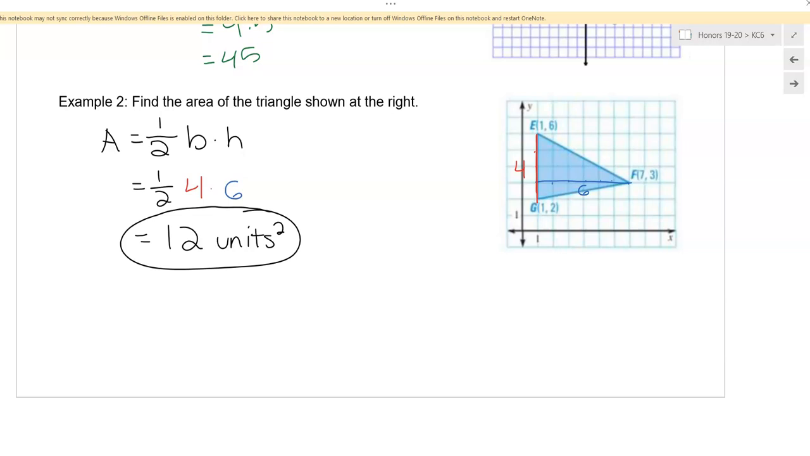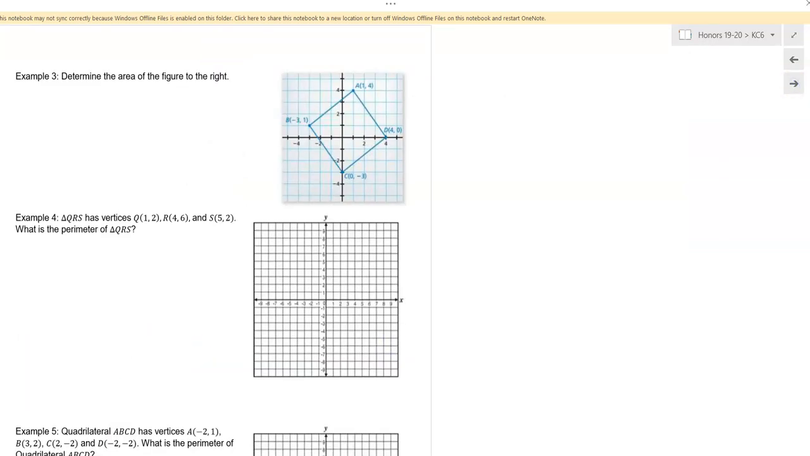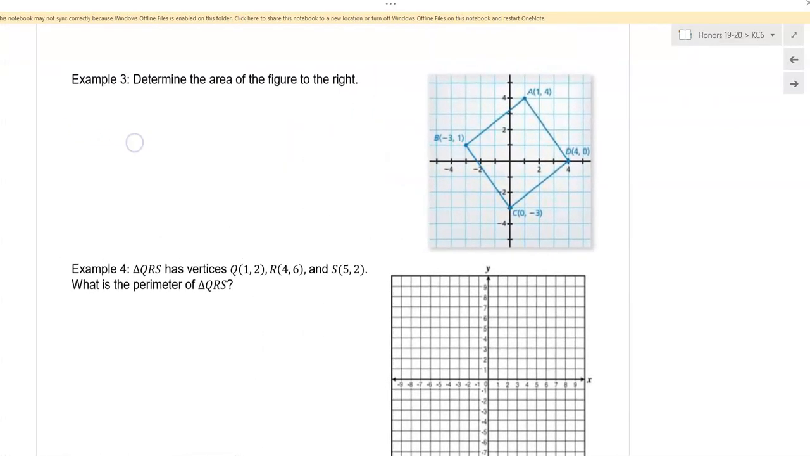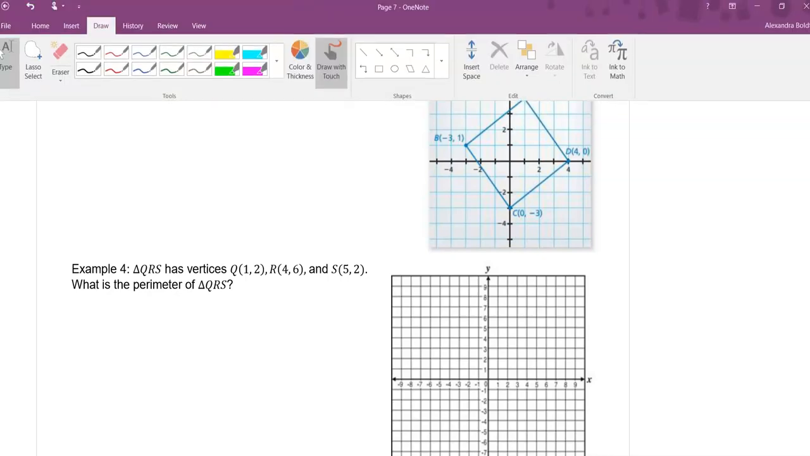Okay, let's go ahead and look at our next example. Determine the area of the figure to the right. I could spend a lot of time trying to decide if these are right angles, if this is a square, but I can't assume anything's a square, I'd have to prove it. So instead of doing that, I am simply going to cut this figure up.